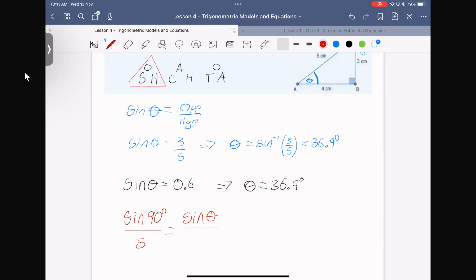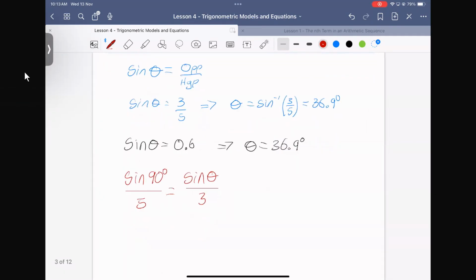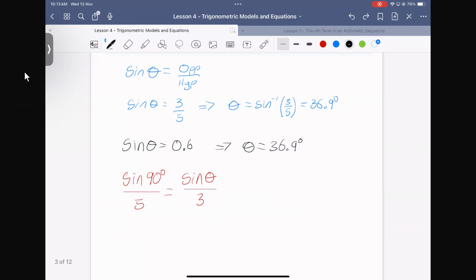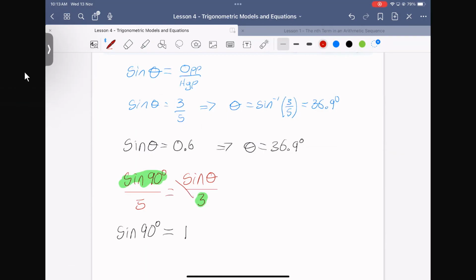There's no problem with doing this. It will give you the right answer. But you are basically doing the exact same thing as me. The sine of 90, try it on your calculator. The sine of 90 is 1. So taking what you've got here, if this disappears, and then taking this and moving it up to the other side, you're going to end up with sine theta is equal to 3 over 5.